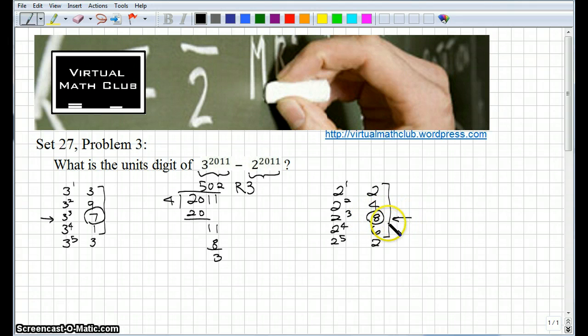So this 3 to the 2011th is equal to something that ends in a 7, and 2 to the 2011th is equal to something ending in 8. And we're going to subtract those two. That's what we're looking for.